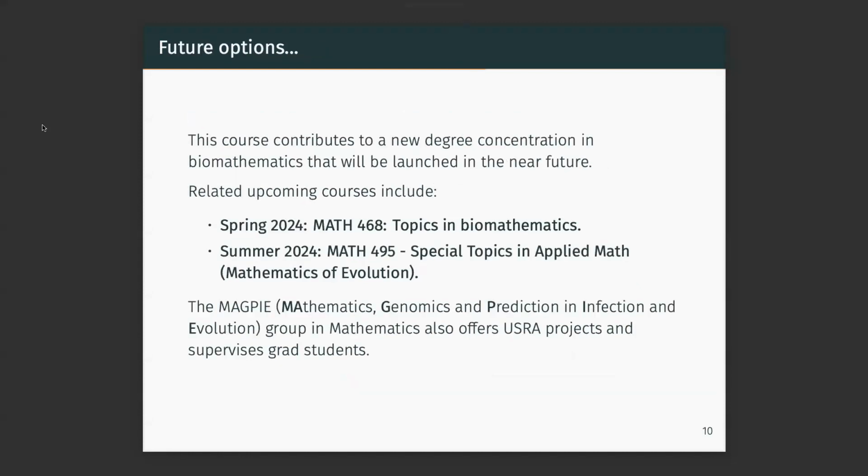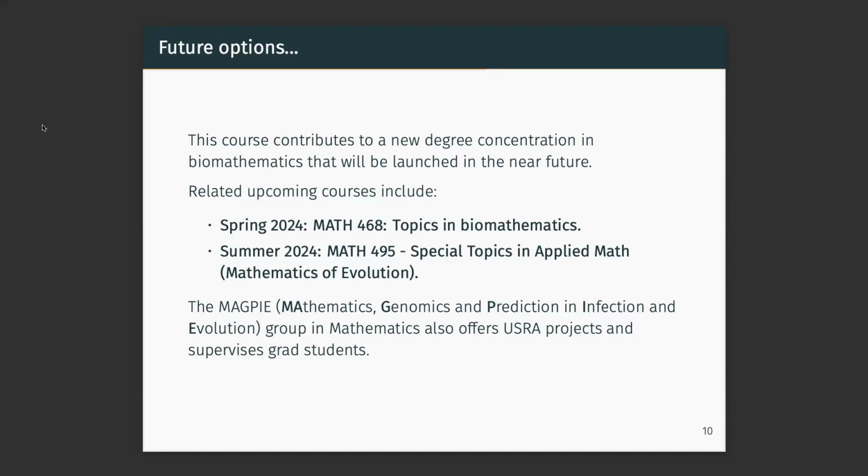In terms of some future options, this is the first of several new courses that we're going to be offering. Some of this may or may not be relevant to you if you're going to be graduating soon. If you are sticking around for a little bit longer, though, we are going to be launching a concentration in biomathematics. And as part of that, there'll be 2 more courses coming in this next year. So 468 is going to be another sort of topics in biomathematics course. It's going to be taught by Eileen McPherson. That's coming in the spring. And then next summer, I'm teaching another applied math course at 400 level, focusing in a lot more detail on evolution. If you enjoy this course, it's not going to be a prerequisite for those, but it will definitely help.